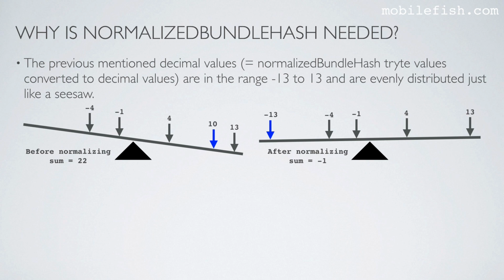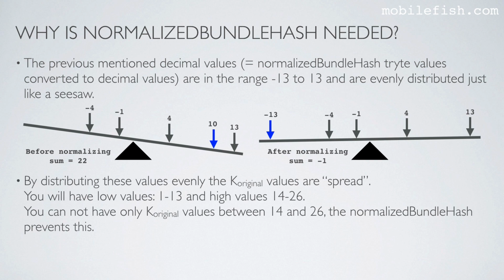The previously mentioned decimal values, meaning the normalized bundle hash tryte values converted to decimal values, are in the range -13 to 13 and are evenly distributed, just like a seesaw. As you can see over here, this is before normalizing and this is after normalizing. By distributing these values evenly, the k original values are spread. You will have low values from 1 to 13 and high values between 14 and 26.